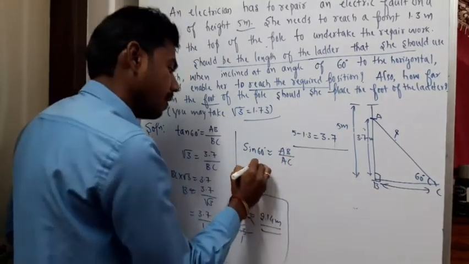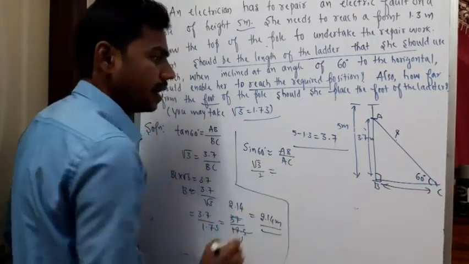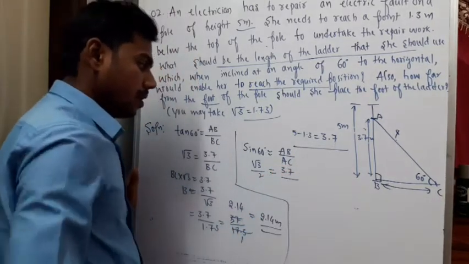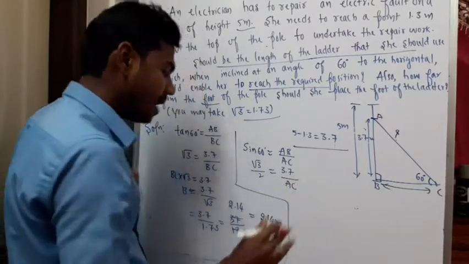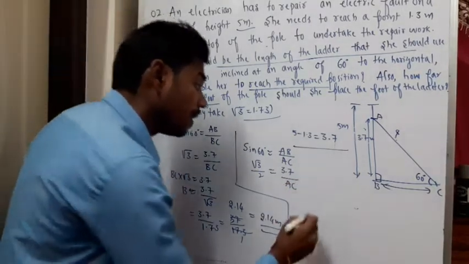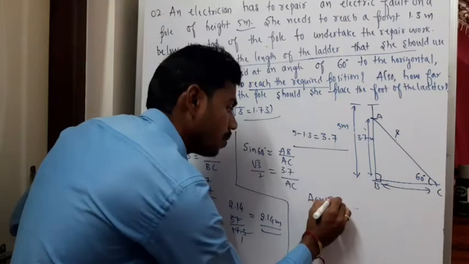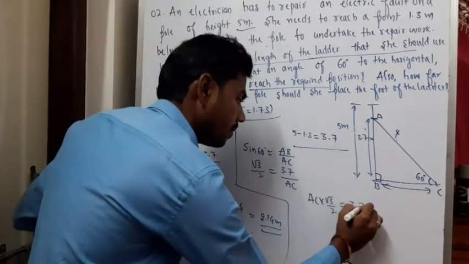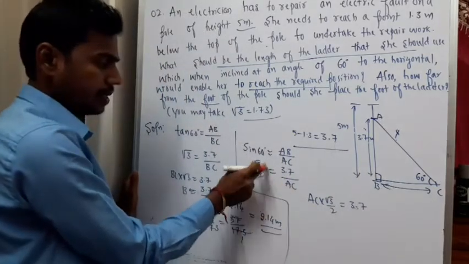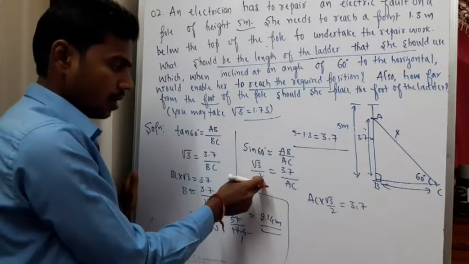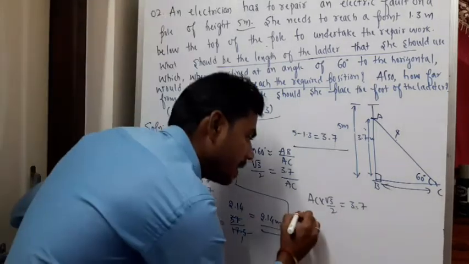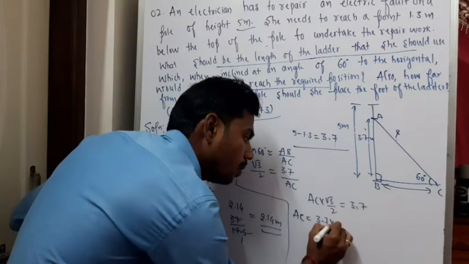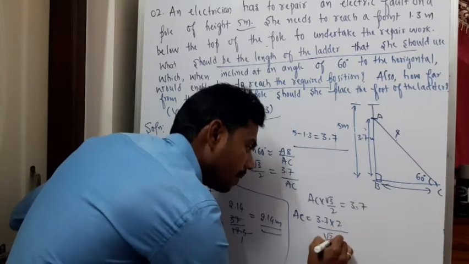What is sine 60? Root 3 by 2. What is AB? 3.7. What is AC? I need to calculate. That is the length of the ladder. So AC into root 3 by 2 is equal to 3.7. Fine. Cross multiplication. Or else AC is equal to 3.7 into 2 divided by root 3.